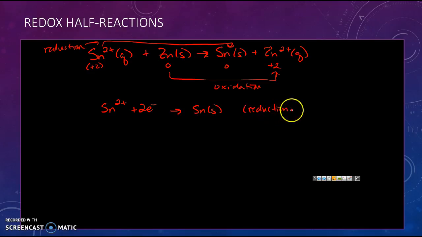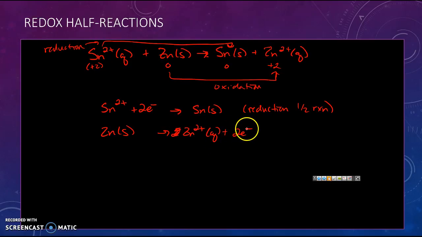We're only showing half of the whole process. So this is the reduction half reaction. We'll be using these half reactions a lot in this chapter, and you'll see why in just a second on the next slide. And then for the zinc, solid zinc goes to Zn2+. To do that, I had to lose 2 electrons. Because I lost electrons, electrons are going to be a product, and so this is my oxidation half reaction.